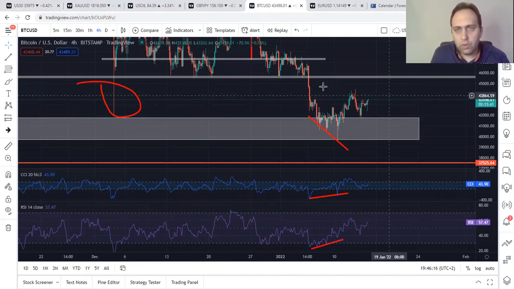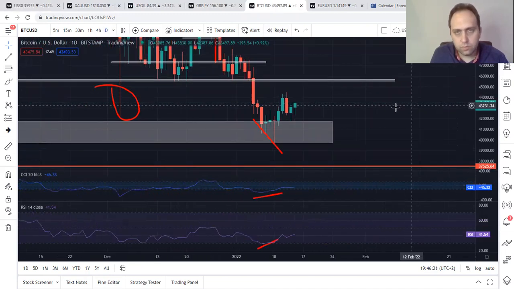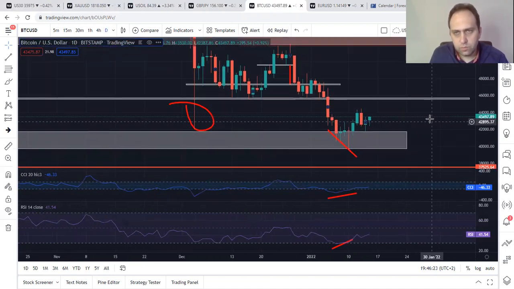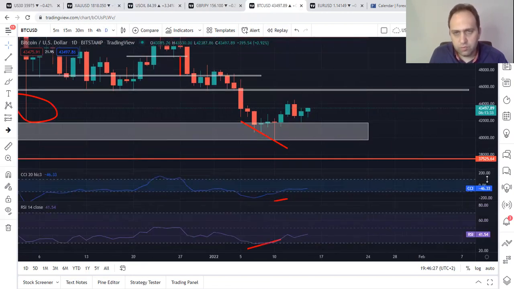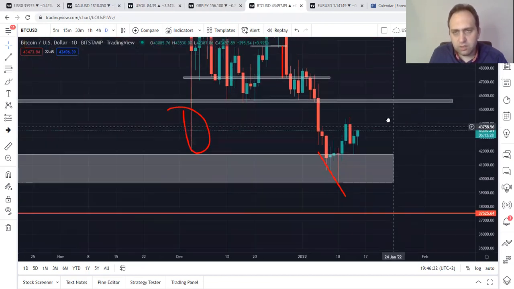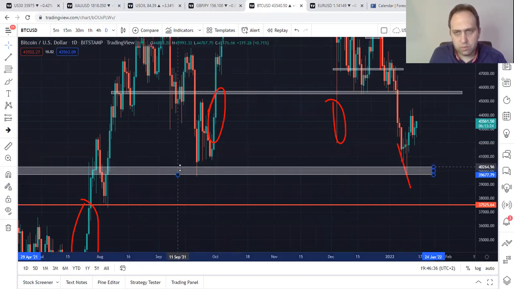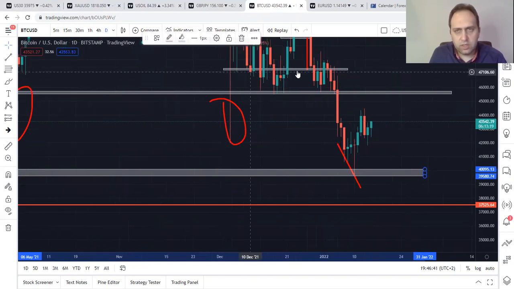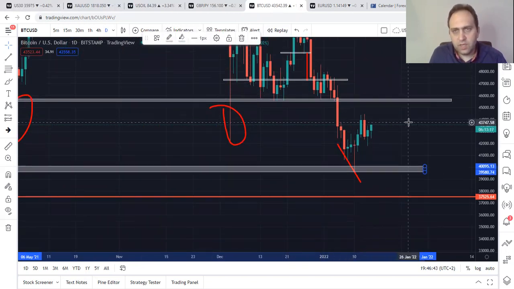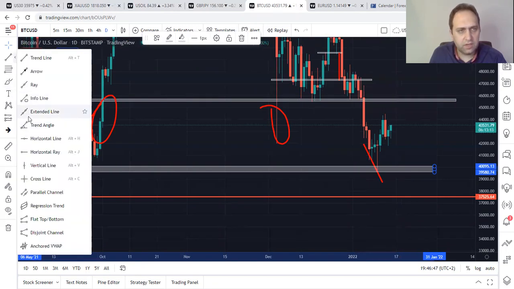So now, where are we going with Bitcoin? So far, it starts to move up with the CCI and RSI. Now we need a continuation for this move up. This is my support area here, and this is my resistance area. For a small scalp trade, we have clean traffic here.